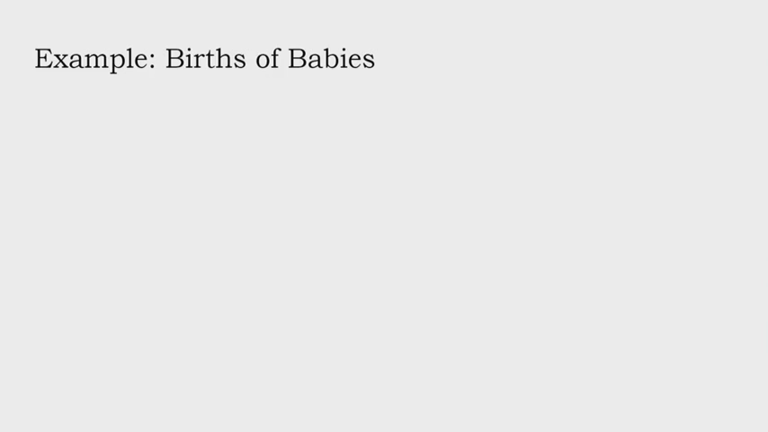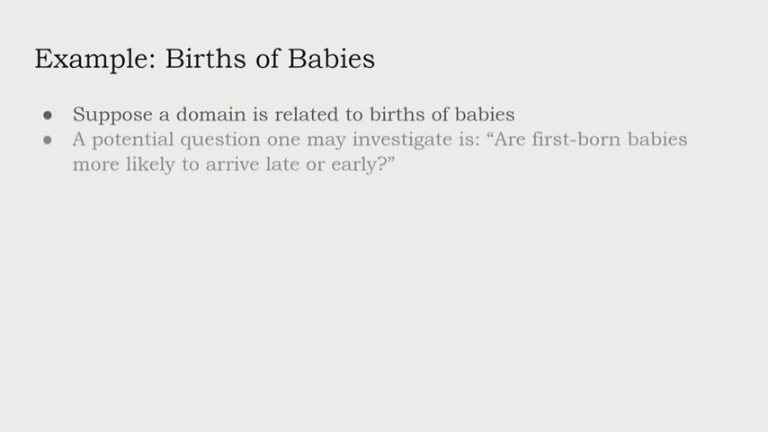Okay, so over here there's this interesting question. If this is the birth of the babies, the potential question is, are firstborn babies more likely to arrive late or early? So if you are the firstborn child, is it likely for you to be born earlier or born late? What do you think are the factors that influence it? What are the good data points, the good variables that will guide us to answer this question? The length of the pregnancy, right.